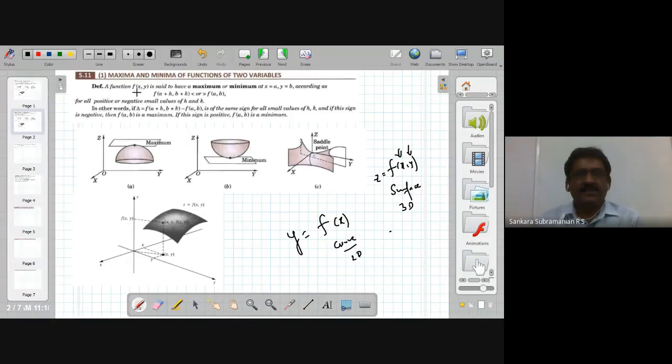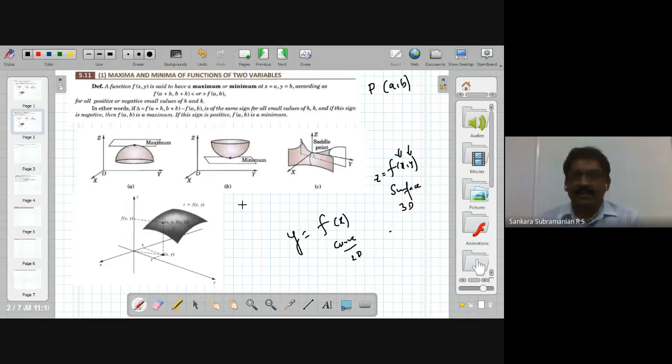According to the definition, a function in two variables, f of x comma y, is said to have a maximum or a minimum value at a point a comma b according as f of a plus h comma b plus k is less than f of a comma b.